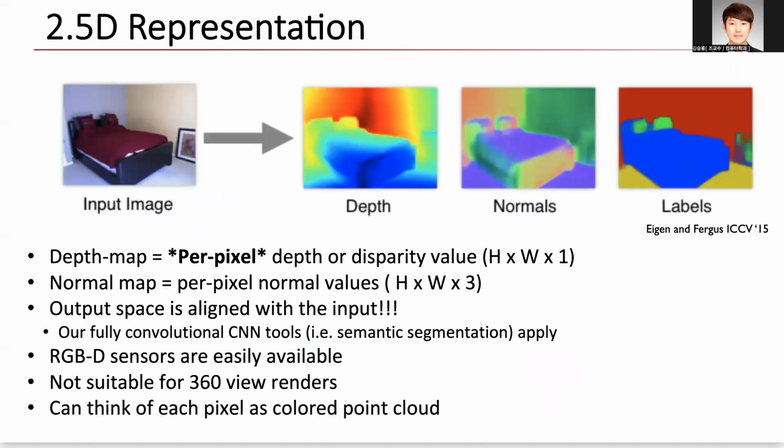Okay, so this is kind of 3D representation. So first of all, let's talk about 2.5 dimensional representation, which is called depth information or the surface normal information.